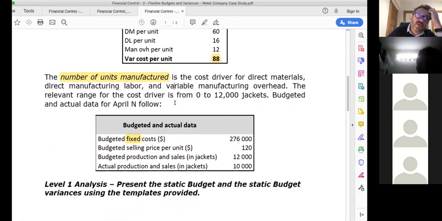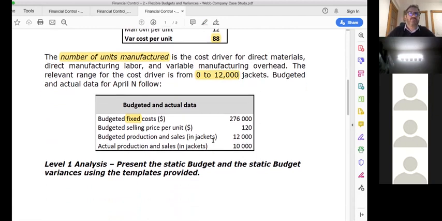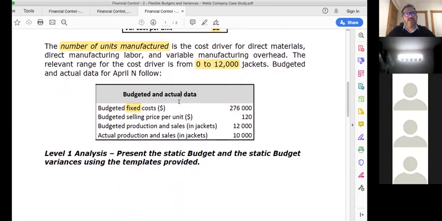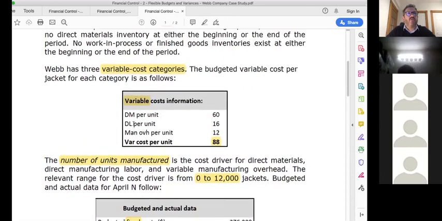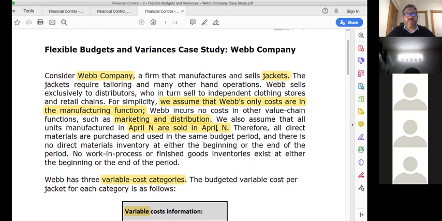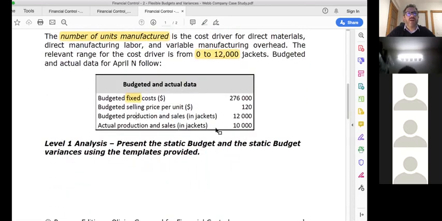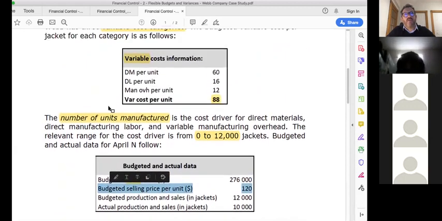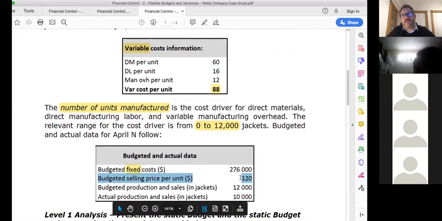The relevant range for the cost driver is from 0 to 12,000 jackets. It means that if we are out of this range, maybe we should rethink the value of this cost, and especially maybe the fixed cost. We have additional information. Is it for one month in particular? Yes, for April. So we are working for April. We have the budgeted fixed cost for April and a budgeted selling price of $120 for April. So we have a selling price of $120.